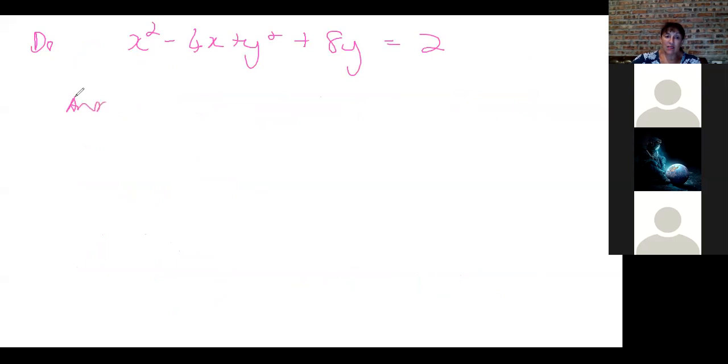Right. So do x squared minus 4x plus y squared plus 8y equals 2. Do that and this. I don't want to use that number.